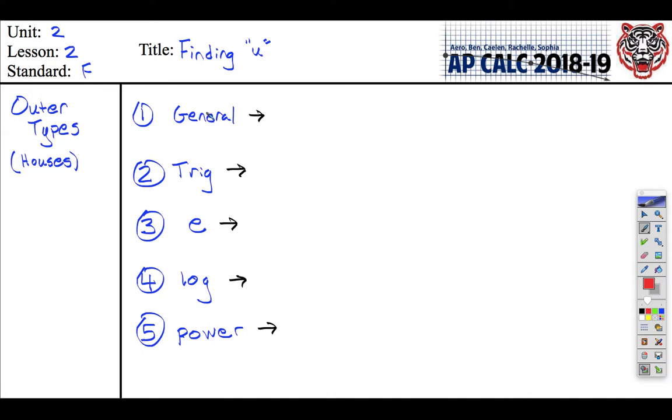Okay, so finding u really is talking about finding the inner. So if you can add it up here if you want, but it's trying to find the inner of a function. So let's talk about the different types of houses.